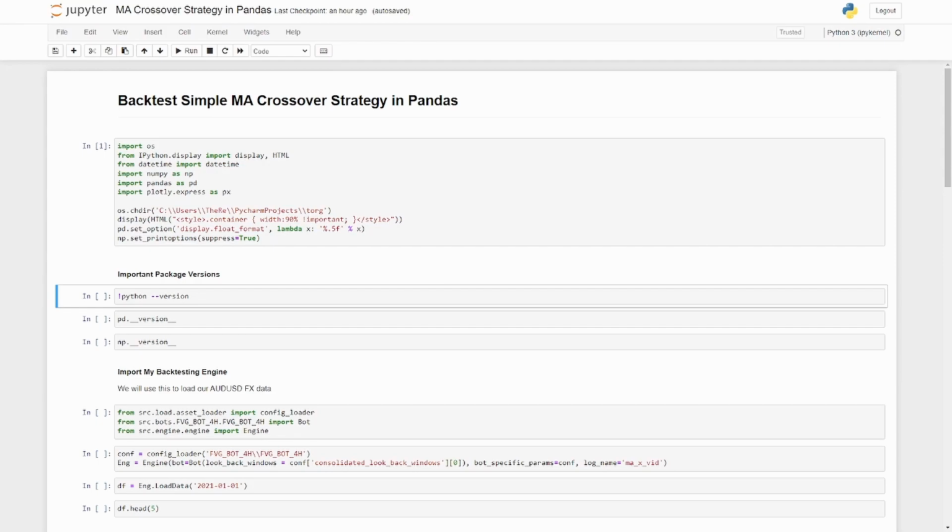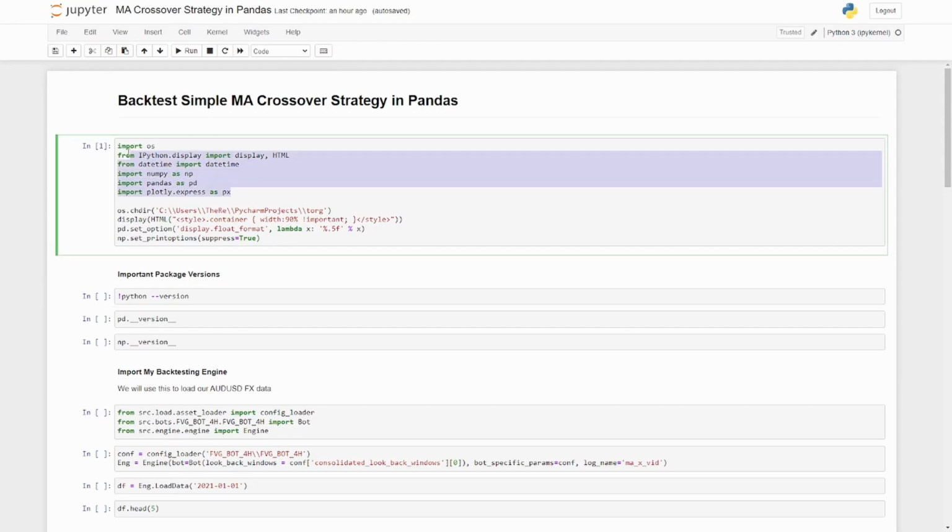Getting into this video, there are a few things that we need to note. Here are the packages I'm importing: operating system, some things for how to interact with the Jupyter Notebook, NumPy, which I'm importing as np, Pandas, and Plotly Express, which we're going to use for visualizations. I'm setting my path to a directory where I have my own backtesting engine. The reason for doing that is that's where I keep my data. And then we're just going to get into some of the versions of these packages.